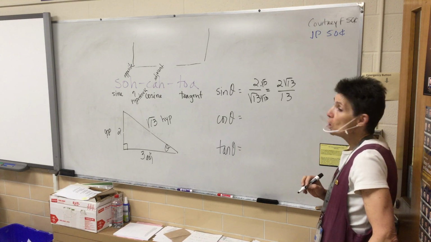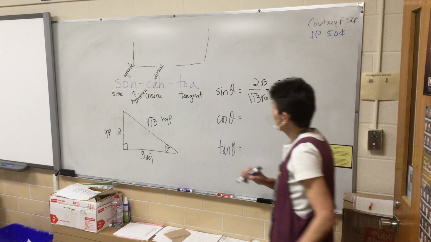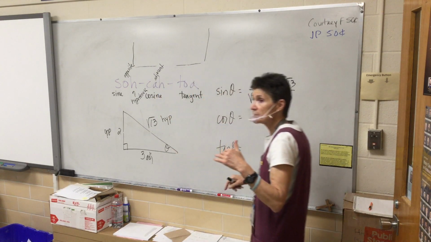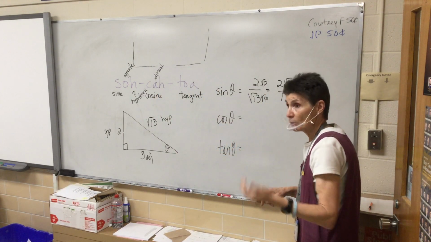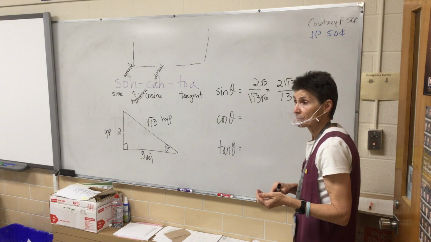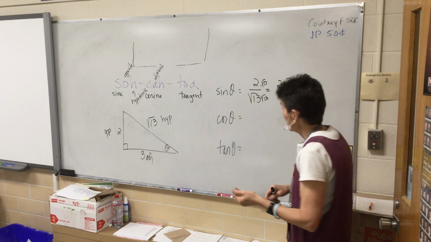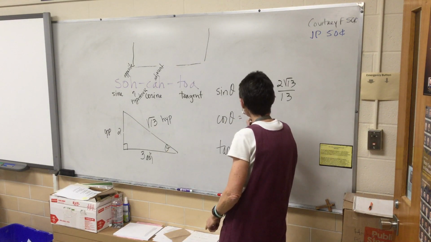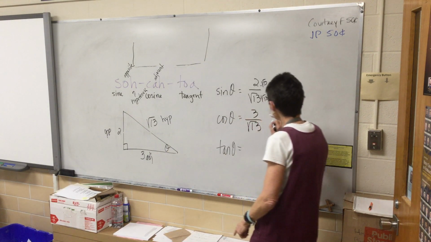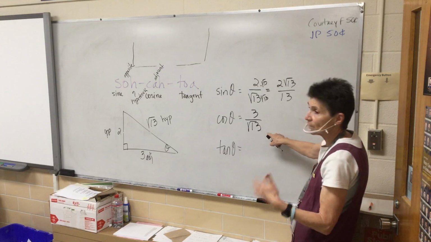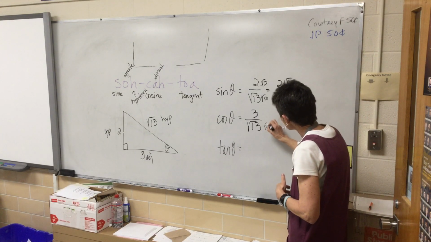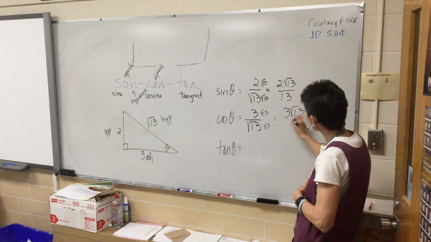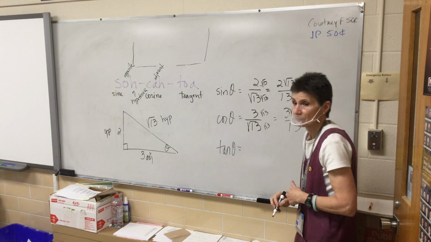Now what about cosine? Well, Sohcahtoa. Cosine is adjacent over hypotenuse, right? And adjacent is 3. So we have 3 over root 13. Well, once again, we've got a radical down there. So we'll multiply by root 13. So we have 3 root 13 over 13.